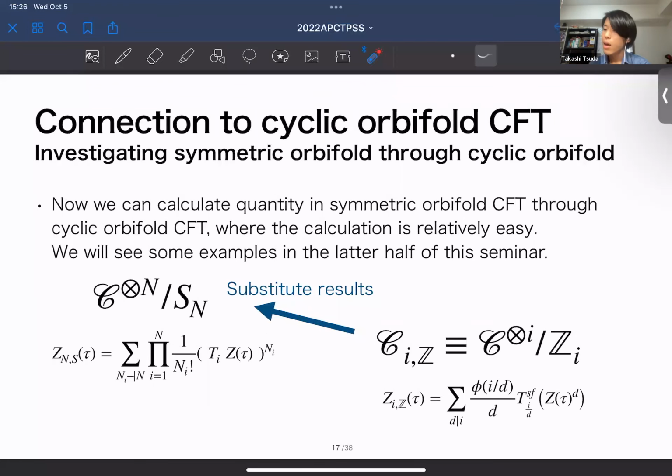So we can calculate quantities in symmetric orbifold CFT through cyclic orbifold CFT, where the calculation is relatively easy. If we are interested in some Ti sector of symmetric orbifold CFT, what we have to do is to consider the i-th cyclic orbifold CFT. We will see some examples in the latter half of this seminar. Okay, so this is the end of the first half. If there are any questions, please do not hesitate to ask.